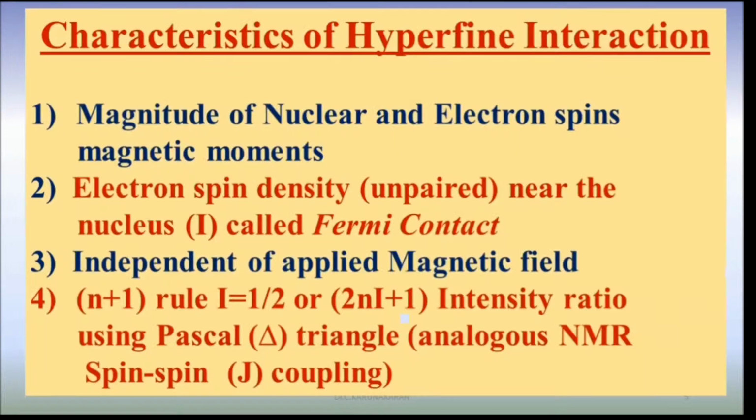What are the important characteristics of hyperfine coupling? It is similar to spin-spin coupling. It depends on the magnitude of the nuclear and electron spin magnetic moments. It depends on the electron spin density near the nucleus, called the Fermi contact term, because the electron spin couples with the nucleus. Similar to the J value, the A value is independent of the applied magnetic field. The number of lines follows 2nI plus 1, similar to spin-spin coupling, and the intensity ratio is given by Pascal's triangle.